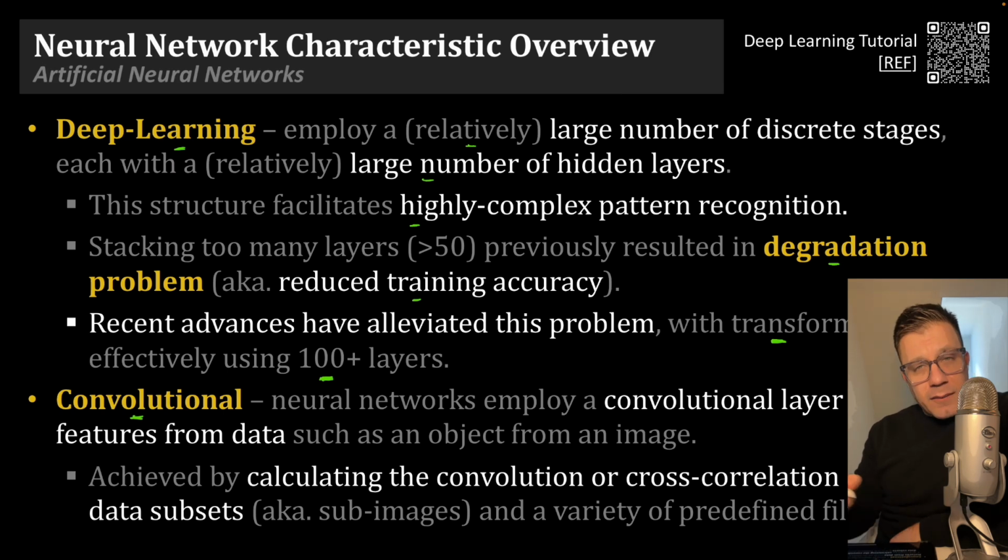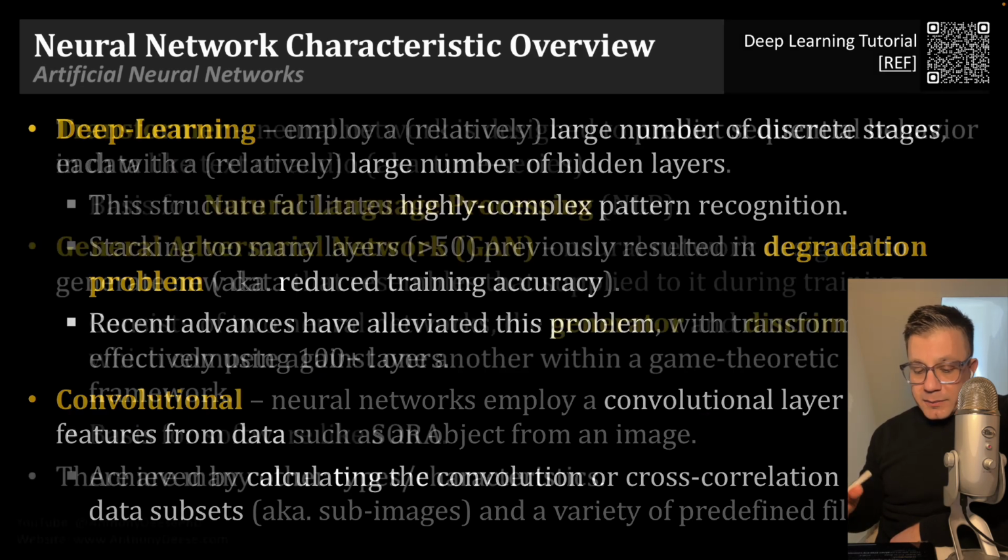We also have a convolutional neural network, and that's one that employs a convolutional layer to extract features from data, such as an object from an image or an attribute from an image. One example could be a nose or an eye. Now, this is achieved by calculating the convolution or cross-correlation of various data subsets, aka sub-images within the main image, and a variety of predefined and often randomly generated filters.